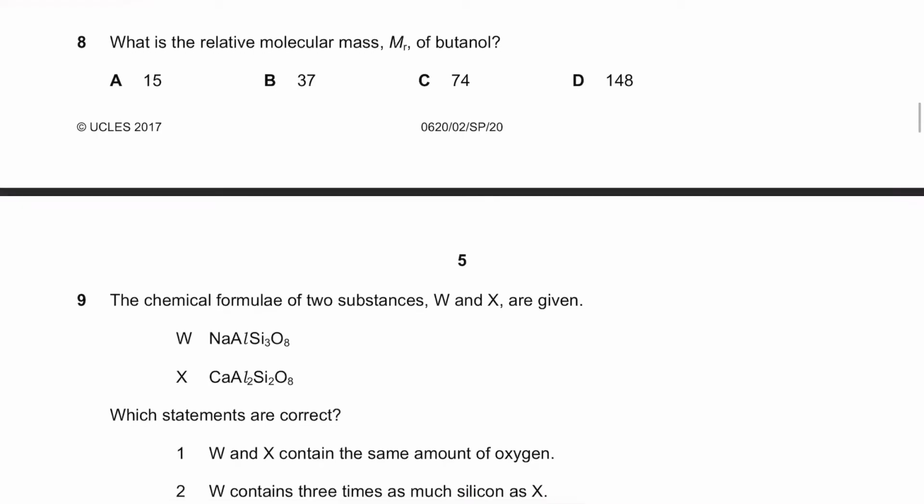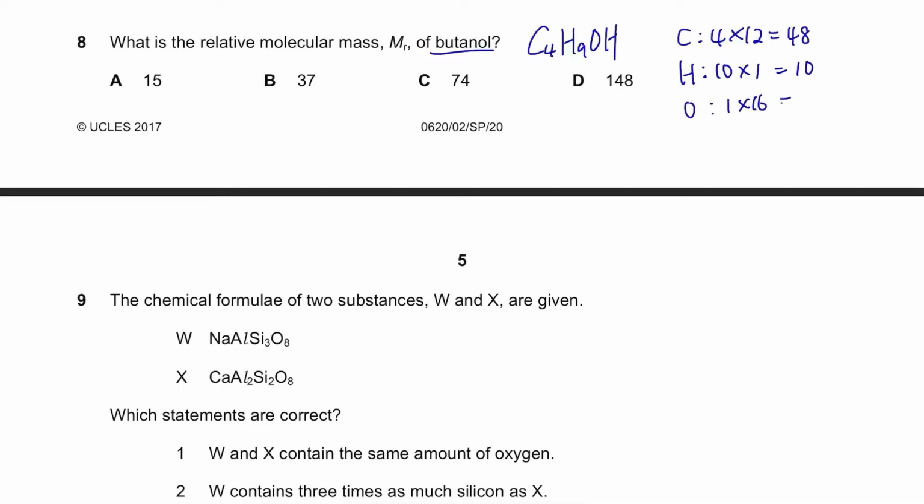Question 8. What is the relative molecular mass (Mr) of butanol? Butanol is C4H9OH. So to calculate the Mr, add up all the Mr from each type of atom. 4 carbon atoms, so 4 times 12 equals 48. 10 hydrogen atoms, so 10 times 1, so 10. Then 1 oxygen atom, so 16. Add up all of them, it's 74. The answer is C.